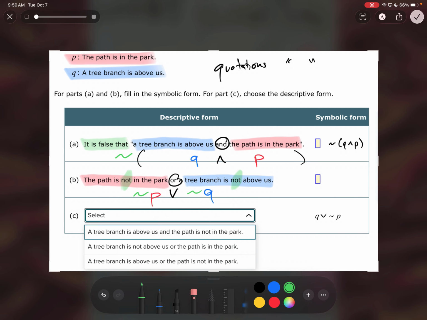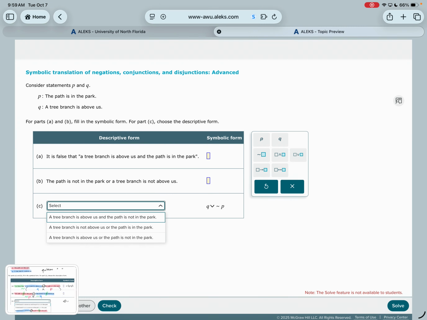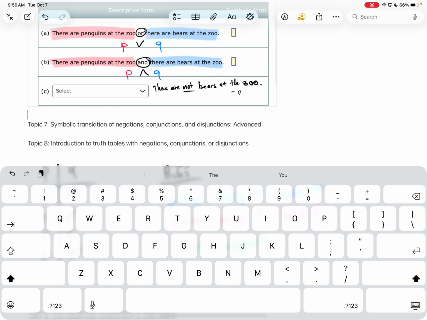And the last one here, Q is the tree branch is above us. So a tree branch is above us. You have or, right? That's or. And then the path is not in the park. Okay. So you just account, like I said, that symbol accounts for every word in there. All right, I think it's time to move on to truth tables.